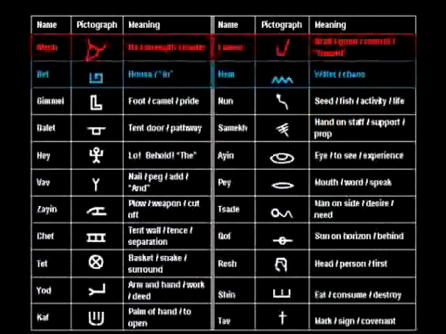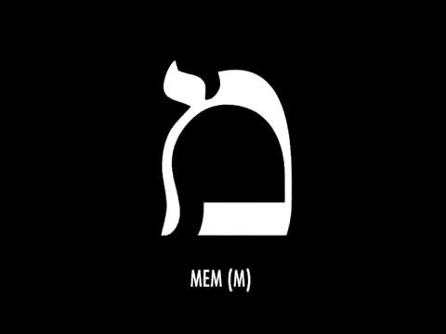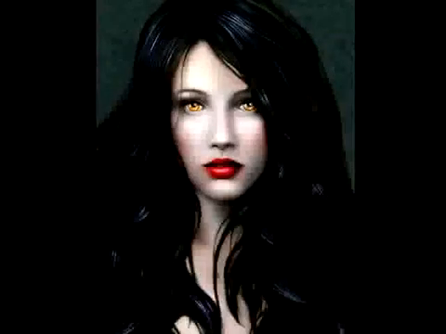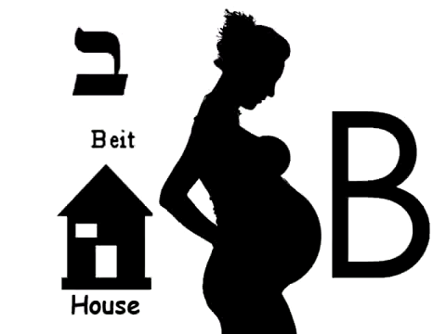Now when we take a look at the second set, or the second numbers or letters in the Hebrew alphabet, we find that it's the Bet and the Mem, which both represent the female goddess. The Hebrew letter Bet represents a house, which represents the house of the female.